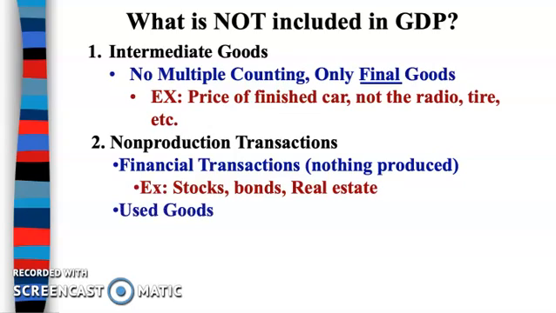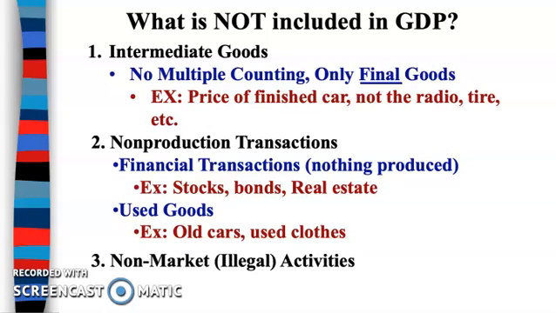The other type of non-production transactions are used goods. Used goods don't count towards GDP. Now, they did count towards GDP when they were new and in the year in which they were made. And since, once again, we can't count things multiple times, like we talked about just at the top of this slide, we also can't count used goods because we've already counted them once. So things such as used cars, used clothing, anything like that, all used goods cannot be counted.